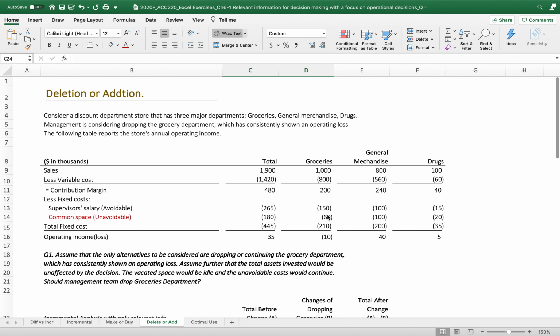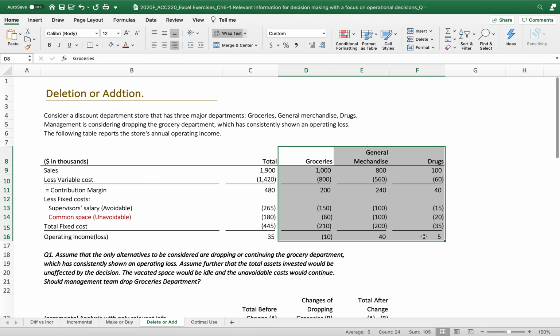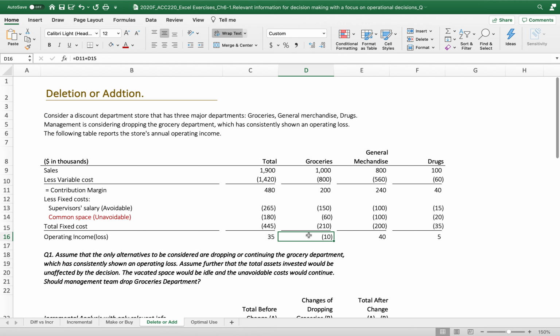The following table reports the store's annual operating income. As you can see, we have the total amount of this company, and this company has three departments: the grocery, general merchandise, and drugs. The problem is the grocery department. The grocery department actually makes an operating loss of $10,000. Even though it is making a contribution margin, the fixed cost is greater than the contribution margin.